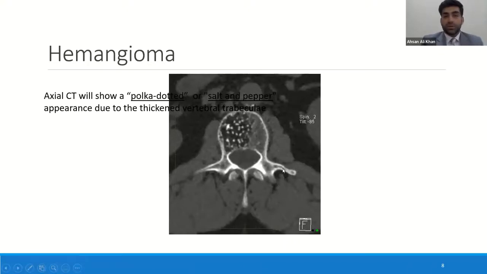So, I think, sorry. Can you see, Mustafa, can you see the CT slice here? Is it okay? Yes, it's visible.